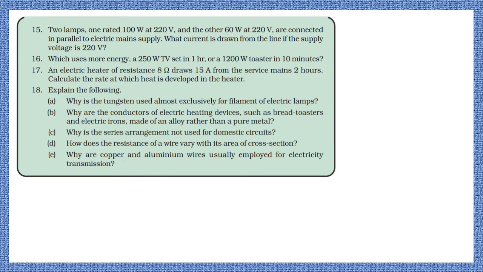Question number 15. There are two lamps, one is 100 watt 220 voltage, another 60 watt 220 voltage, and they are connected in parallel. What current is drawn from the line if the supply voltage is 220?